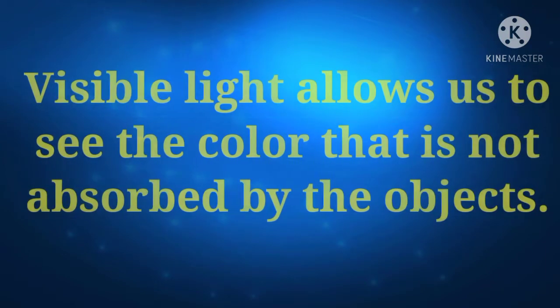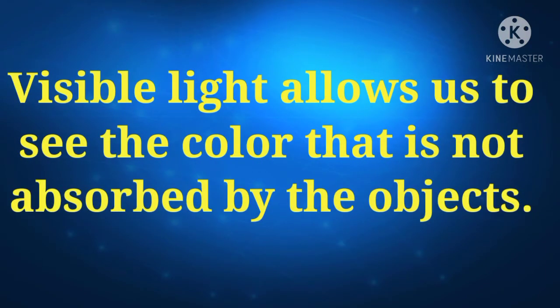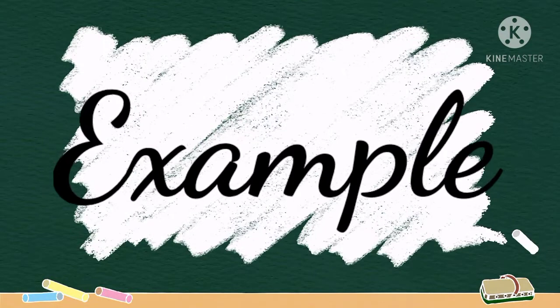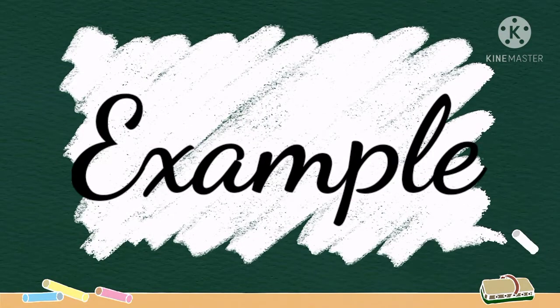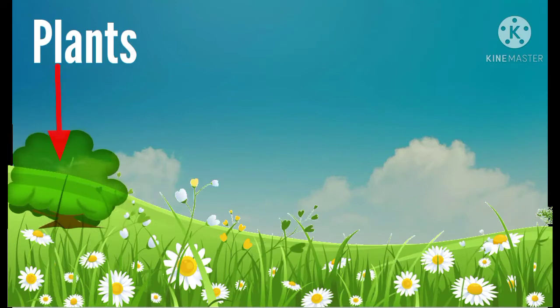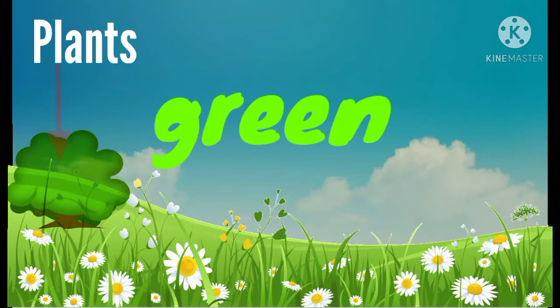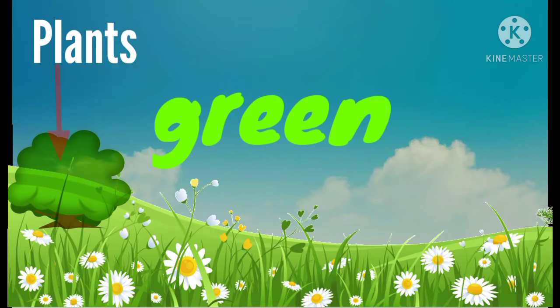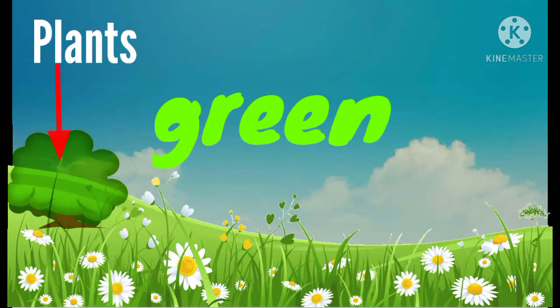Visible light allows us to see the colors that are not absorbed by objects. Okay, let us have this example. You will see most plants as green because the leaves absorb all colors of the visible light except for green.